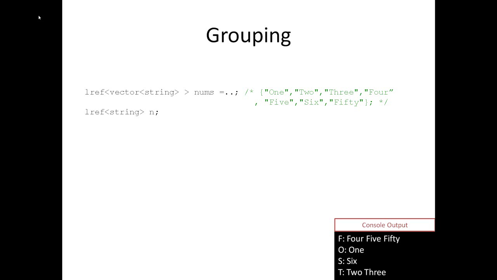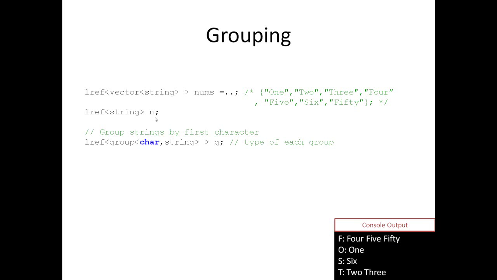Here's an example to demonstrate some simple grouping. Assuming we have this vector of strings called nums, which is initialized with these strings shown in comments. And let's say we are interested in grouping these strings by their first character, as you can see here in the console output, where the first group is the strings beginning with F, and the next group is the strings beginning with O, and so forth. N is our iteration variable to iterate over the vector.